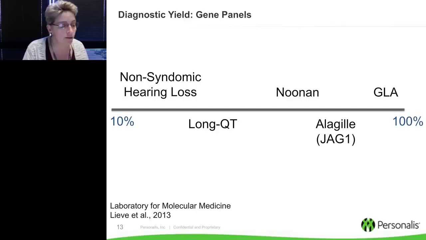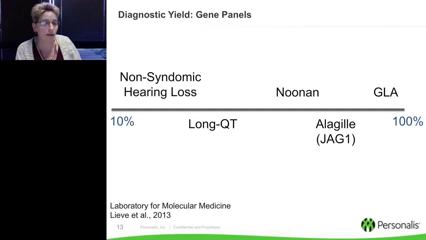And the two things that really affect what your diagnostic yield will be are the specificity of the phenotype. So how specific a phenotype do you have on that individual? And what is the genetic heterogeneity of the disease? That is, how many genes may lead to that phenotype when they are disrupted? And so we can see there's really quite a range in yield depending upon that.